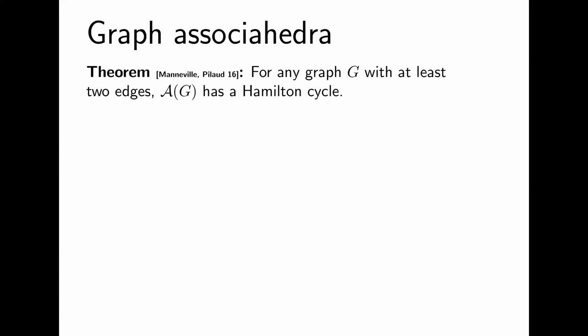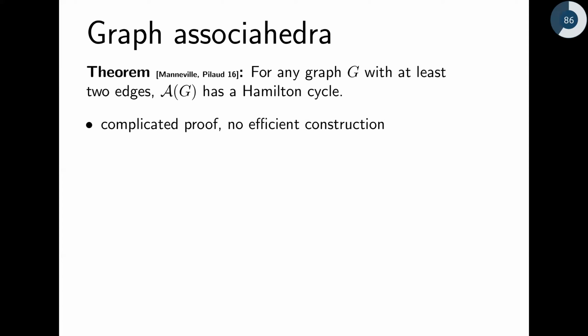One important result about these graph associahedra that is relevant for us is the question of Hamiltonicity. There's an important result proved by Mütze and Pilaud that for any underlying graph G with at least two edges, this graph associahedron has a Hamilton cycle. They already constructed one particular Hamilton cycle. However, this is a constructive proof, and it is rather complicated. It spans many pages. And moreover, it's not clear whether it leads to an efficient algorithm to traverse this cycle.